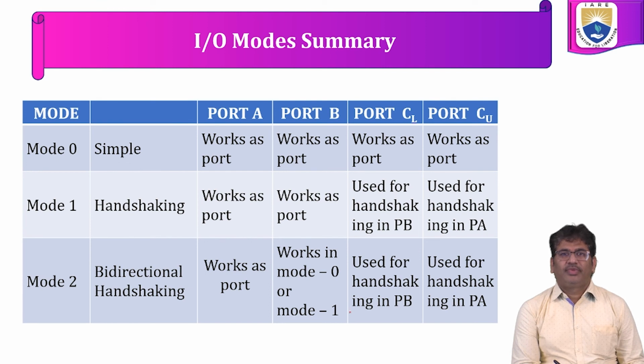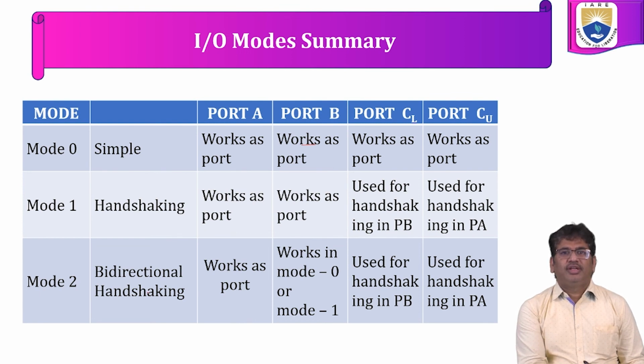In mode 0, that is simple or basic IO mode, port A, port B, port C upper and port C lower will work as IO ports. In mode 1, that is strobed IO or handshaking signals, port A and port B are used as IO ports, whereas port C upper is used for handshake signals for port A. Port C lower will be used for generating handshake signals for port B.